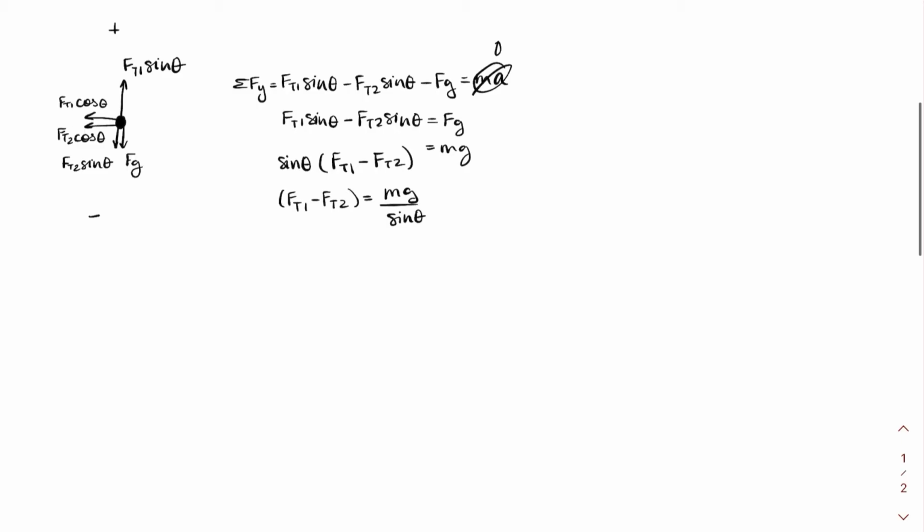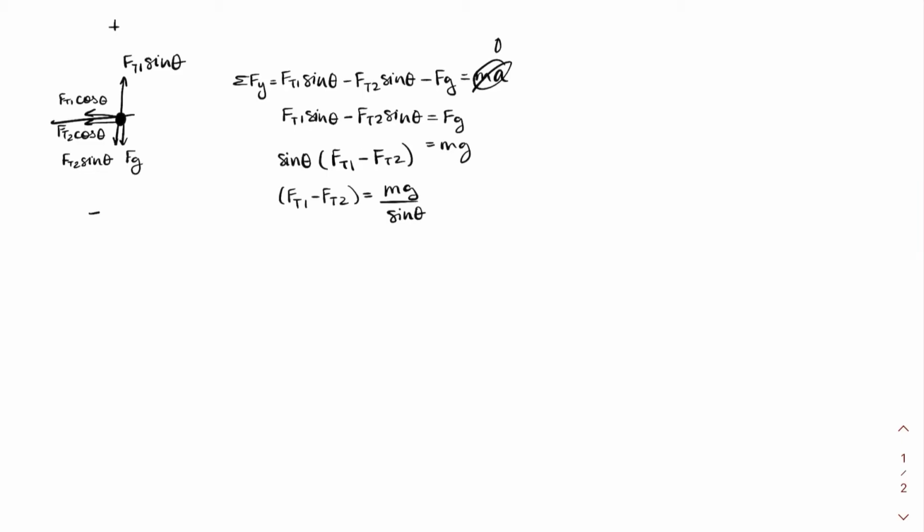Similarly, we can sum our forces in the inwards direction since our object here is in rotational motion. So we can write the sum of forces in the in direction equals all the forces that are pointing to the center of the orbit will be positive and the outside will be negative. So these both are positive forces right here. Force of tension 1 times cosine of theta plus force of tension 2 times cosine of theta equal mass times centripetal acceleration.